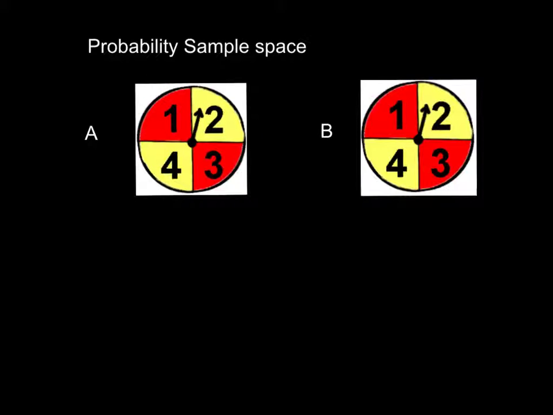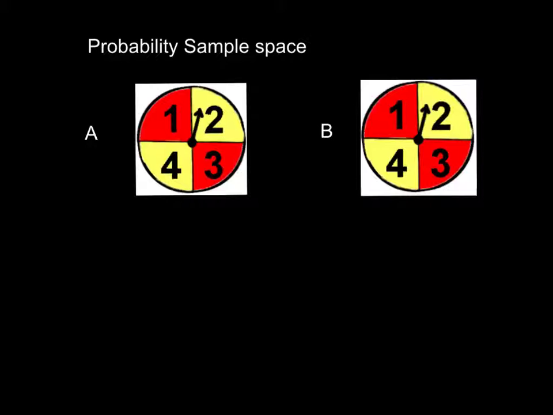So in this video we're going to look at probability and the idea of sample space. So I've got two spinners, spinner A and spinner B, which are identical. Each of them is numbered 1, 2, 3 and 4, and the numbers 1, 2, 3 and 4 have an equal chance of coming up. So I spin both spinners and I want to write down all the possible scores I can get when the number on A is added to the number on B.